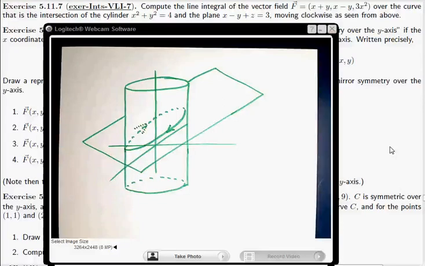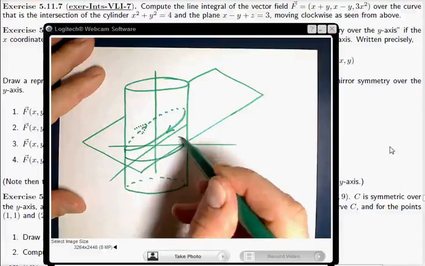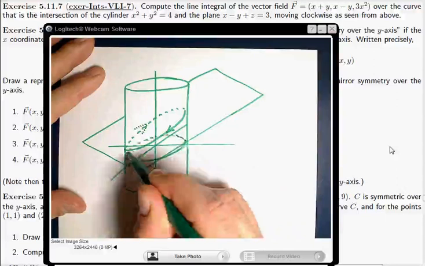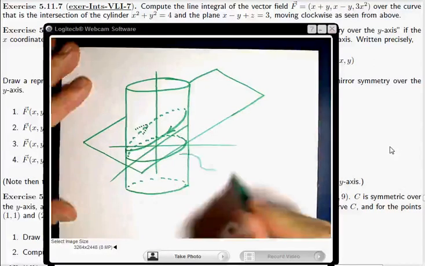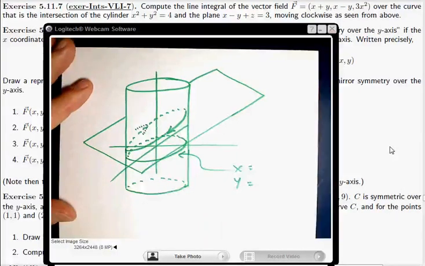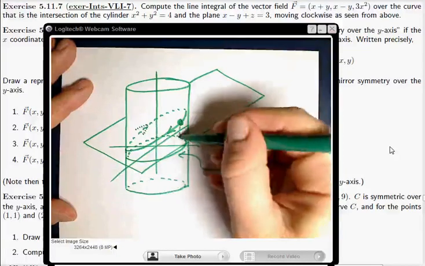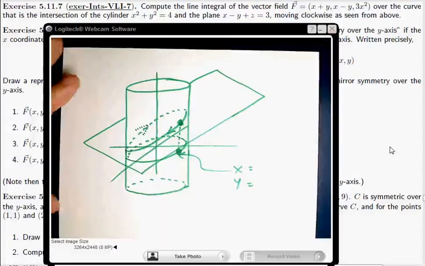Well, now a piece of good news. While parameterizing this thing might be a little bit hard, its projection down into the xy plane is not hard. Because I know what its projection in the xy plane is, just this circle. It's a circle in the xy plane, radius 2, centered at the origin. So that projection, notice that the x and y coordinates of a point on the curve I'm interested in are exactly the same as the x and y coordinates of a point on that easy to parameterize circle in the xy plane.